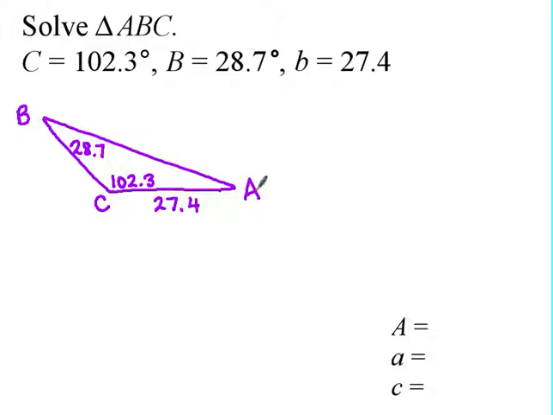What I'm missing and what I need to find are angle A, side a, and side c. Let's just review really quick. Where would side a be if angle A is here? Opposite side, so right here, and then side c. So this is an oblique triangle. It is not a right triangle, so we can't use our sine, cosine, and tangent. So our next option is to use the law of sines.